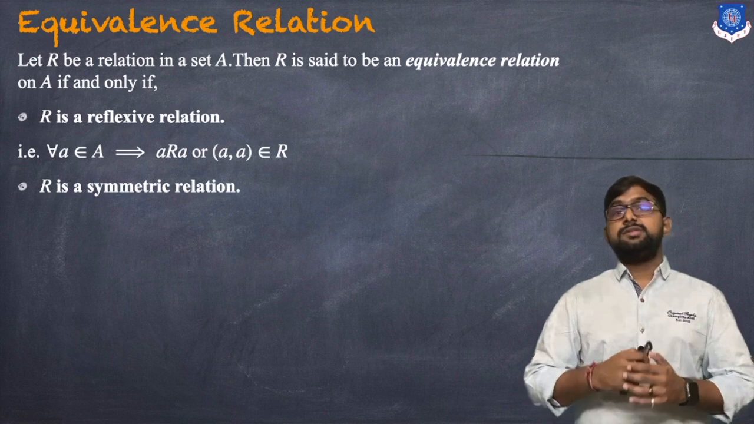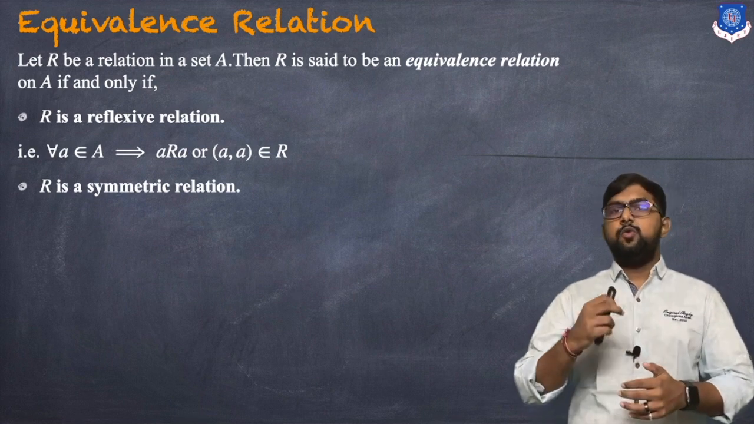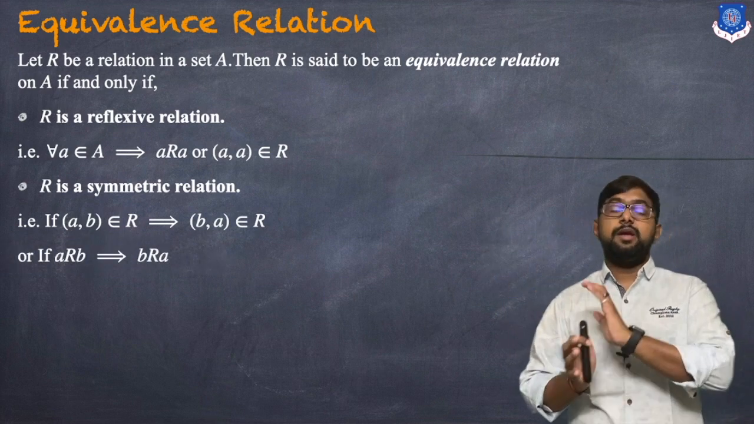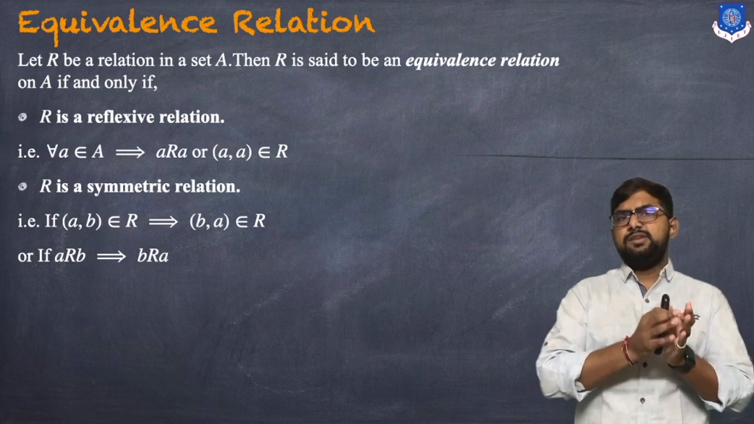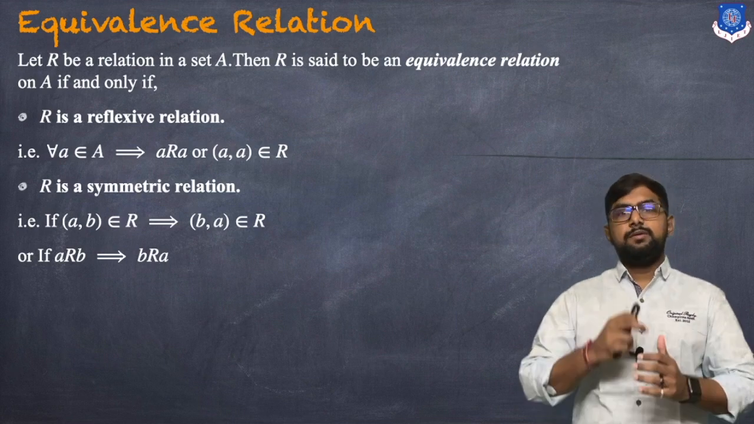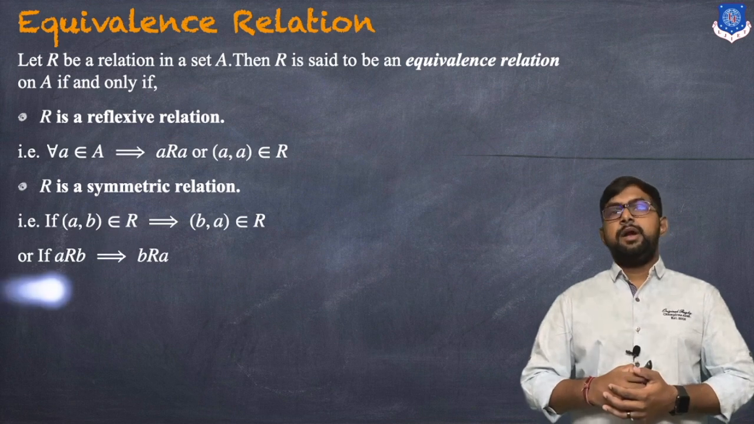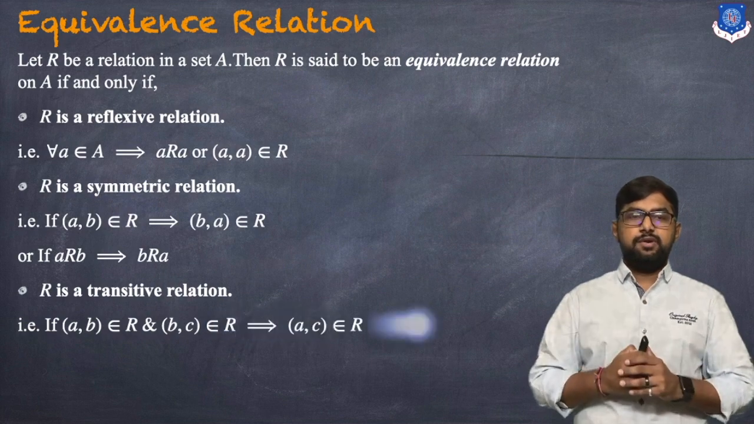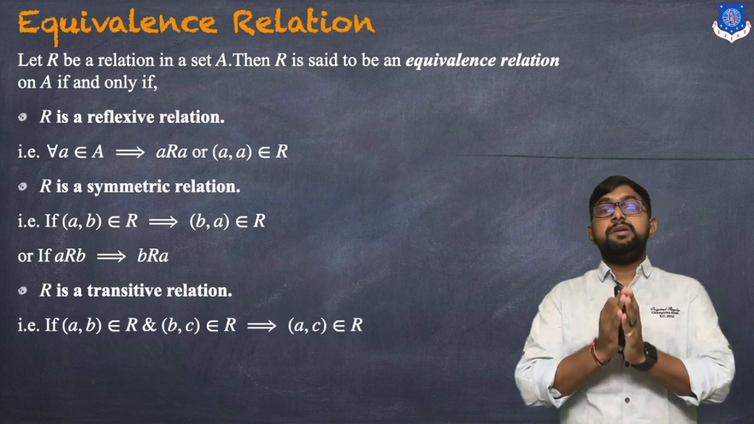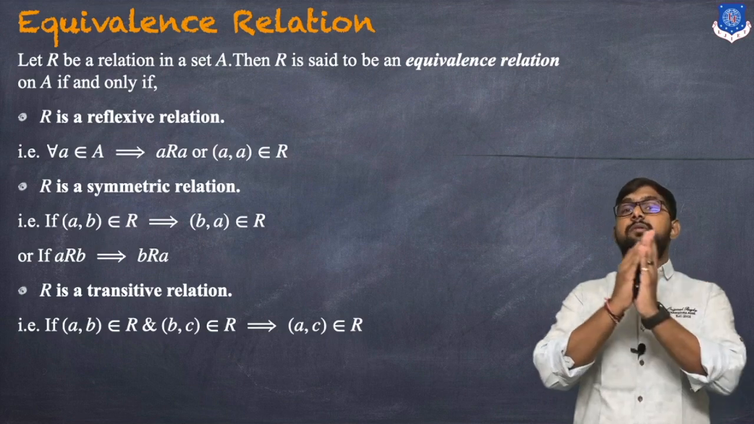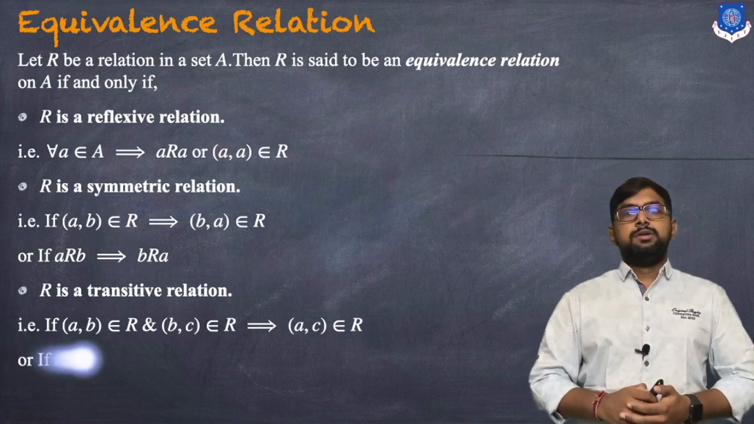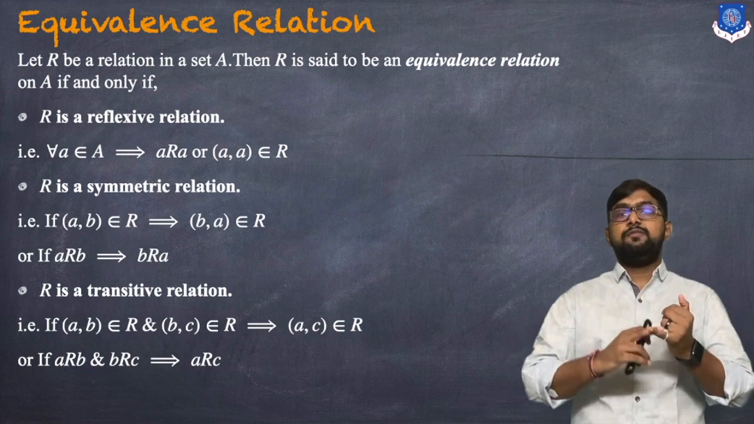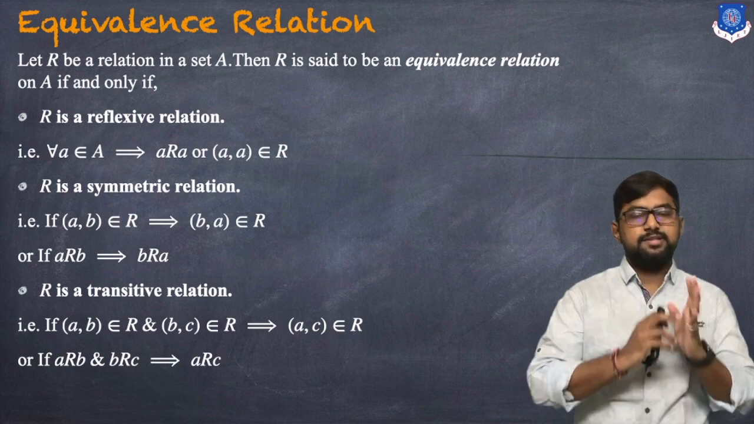Now the second condition is R has to be a symmetric relation. What is a symmetric relation? If a is related to b, then b has to be related to a with the same relation. So if a is related to b, that implies b is related to a. And third, R has to be a transitive relation. What is a transitive relation? If a is related to b and b is related to c, then a has to be related to c with the same relation. So it is said to be an equivalence relation if it is reflexive, symmetric and transitive.